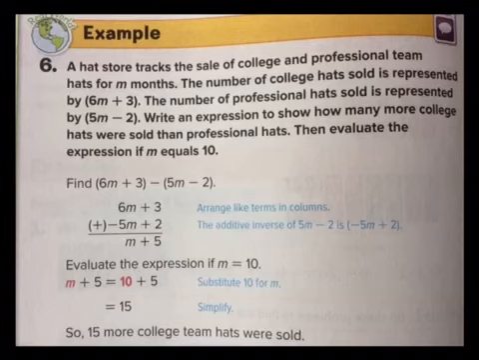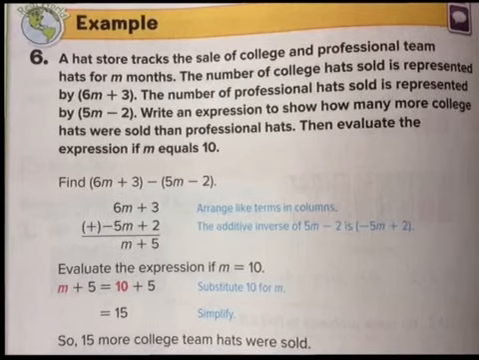Okay, let's look through the word problem together. Since we don't have to solve one, let's do this one together. A hat store tracks the sale of college and professional team hats for an amount of months that we don't know. They're trying to track how many they sell for college and professional teams. The number of college hats sold is represented by 6M plus 3. The number of professional hats sold is represented by 5M minus 2. Write an expression to show how many more college hats were sold than professional hats. You know, they're talking about college teams and college basketball, and the NBA would be the professional team. Then evaluate the expression if M equals 10.